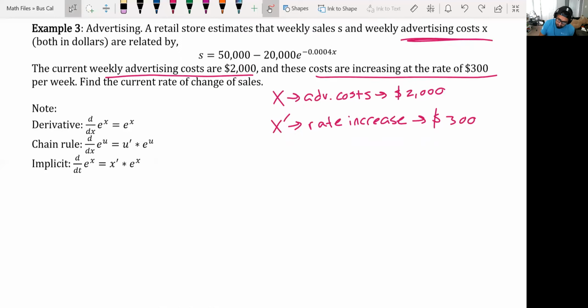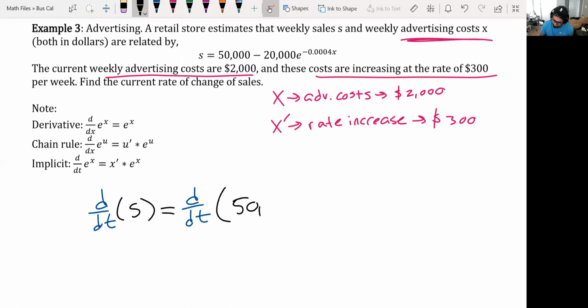We'll say, like always, d over dt of s equal to d over dt of 50,000 minus 20,000 e to the negative 0.0004x.